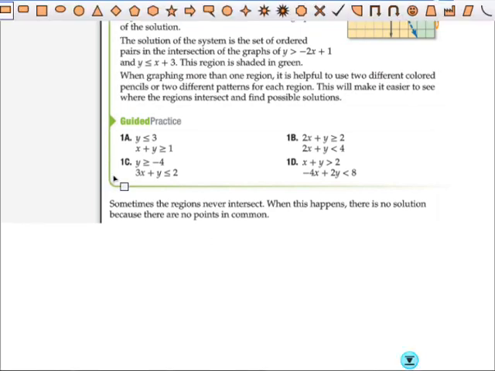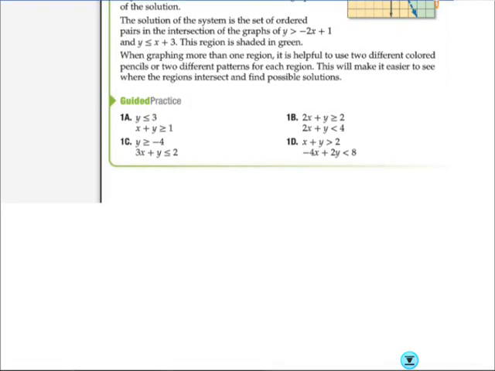Let's take a look. We do talk right here at the bottom. It does say sometimes the regions never intersect. If this happens, there's no solution because there's no points in common. Okay. So if there's no intersection, then there is no solution.